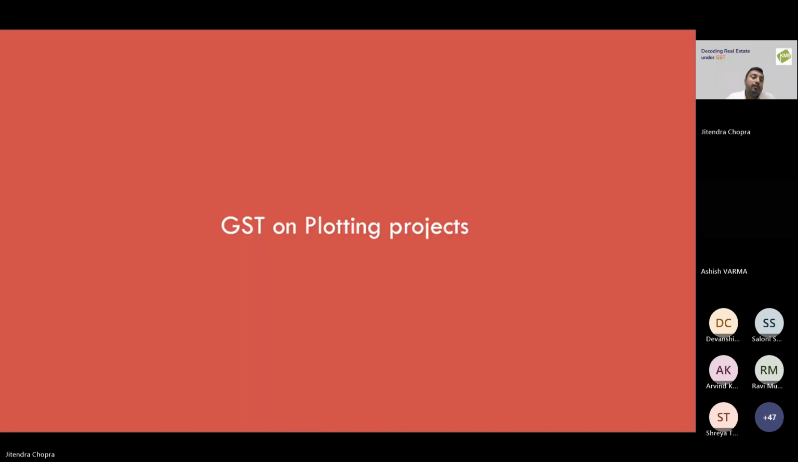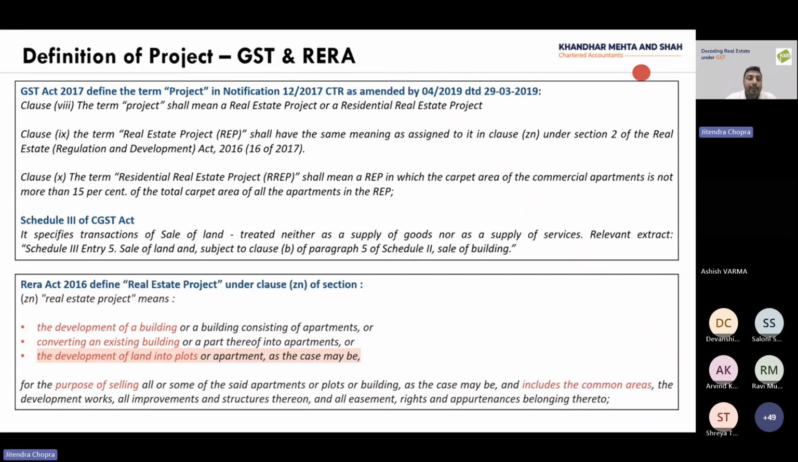Now, here comes one of the most litigated areas currently, plotting projects. This is where conflicting advance rulings, circulars, and department views exist. So RERA specifically includes development of land into plots as a real estate project, but GST Schedule 3 excludes sale of land. Now this creates controversy. So the question arises, at what point does land development become a taxable service? So this is the core issue in plotting projects.